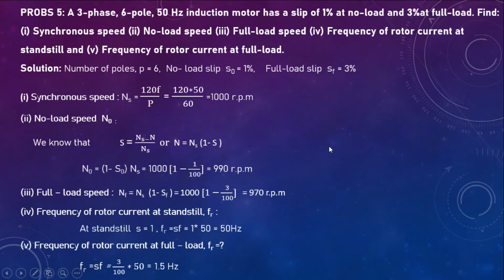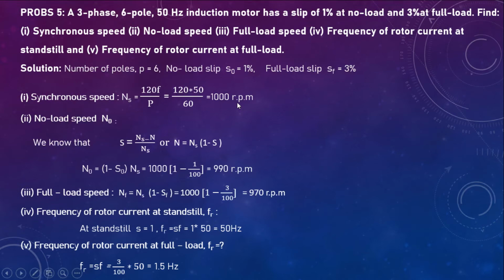Next problem, problem number 5. A 3-phase, 6-pole, 50 Hz induction motor has a slip of 1% at no load and 3% at full load. Find the synchronous speed, no load speed, full load speed, frequency of rotor current at standstill, and frequency of rotor current at full load. In the given data, the number of poles is 6, and the no load slip and full load slip have been given separately, 1% as well as 3%.